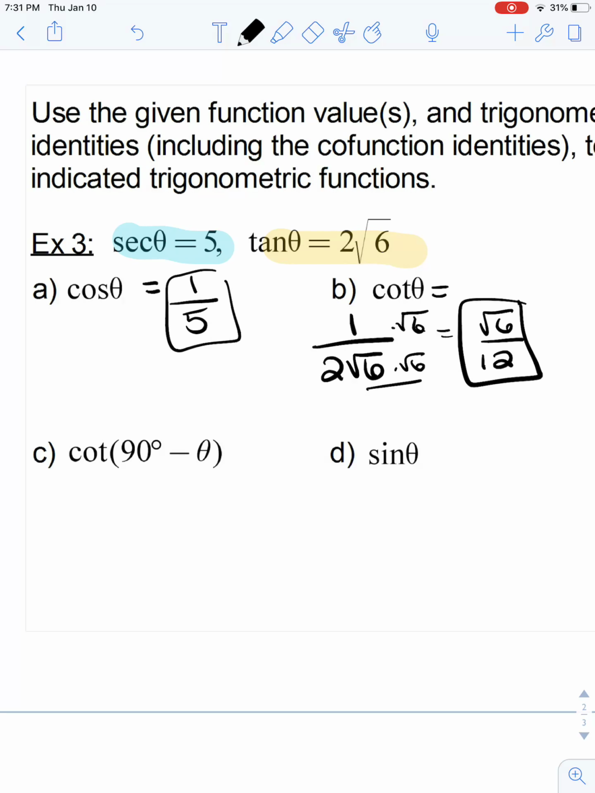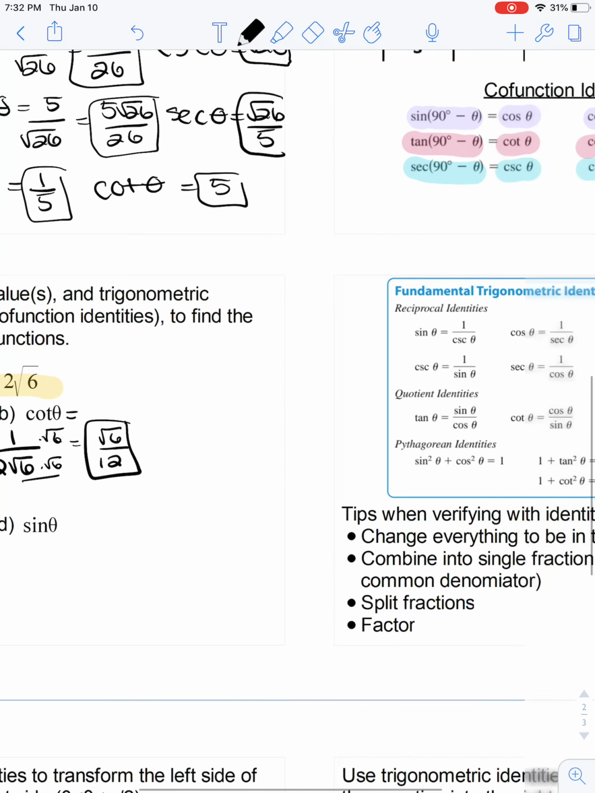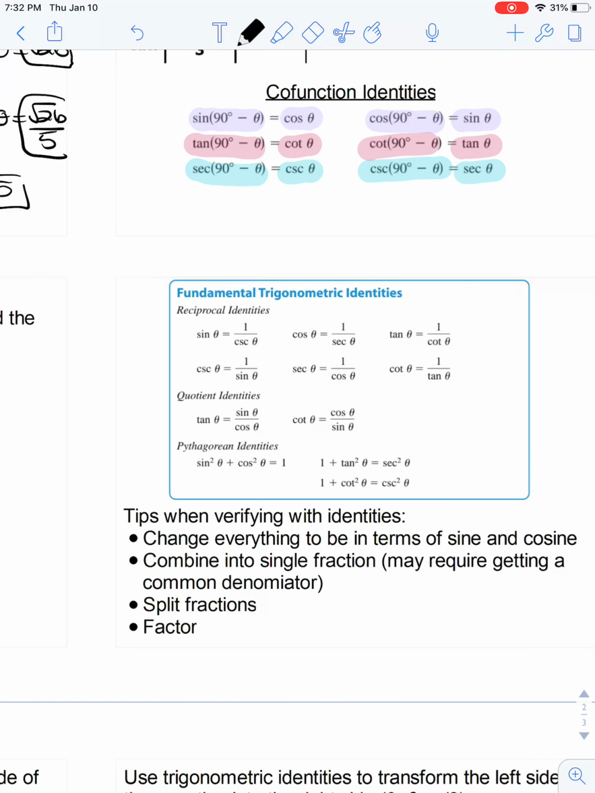Now I have a cofunction identity, so the cotangent of 90 degrees minus theta is going to be the same as tangent theta, which we know is 2 square root 6. Alright, now we have sine theta. Well, there's no relationship that we know of yet using just these cofunction and reciprocal identities. So I'm going to look over here at my fundamental trig identities and see what would help.